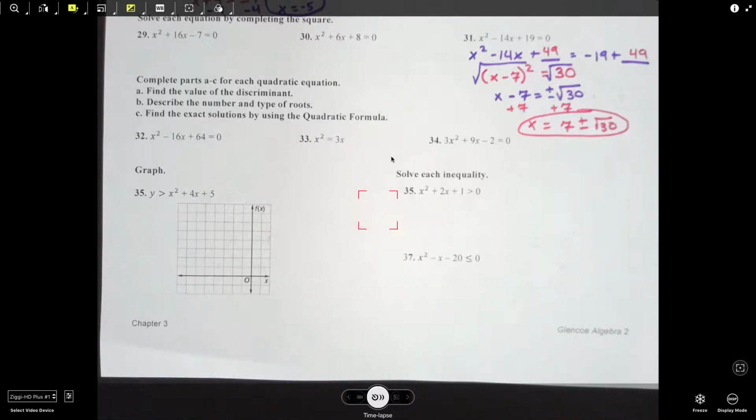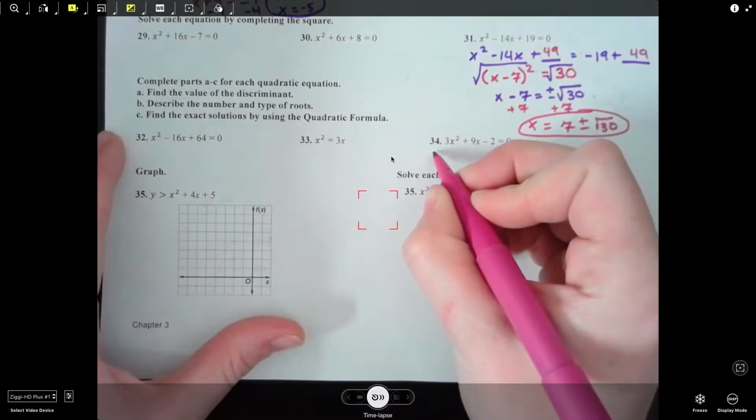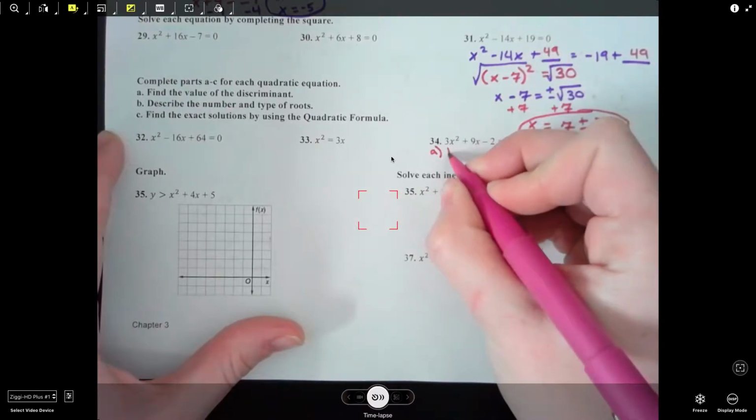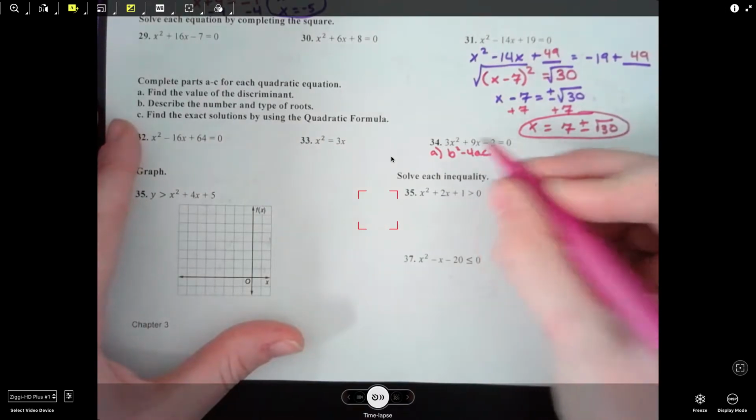Okay, which one? 32, 33, 34? 33. 33 is going to be easy once you move the 3x to the other side. 34? This one's probably the hardest one, 34. A, find the discriminant. B squared minus 4AC. Okay, what's B up there?